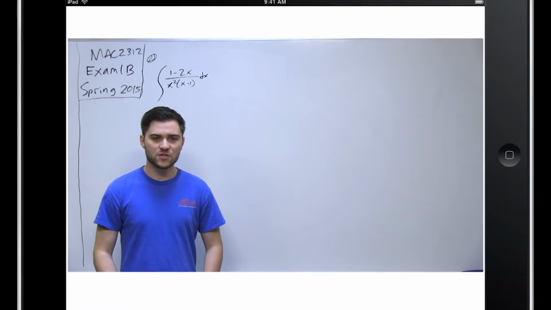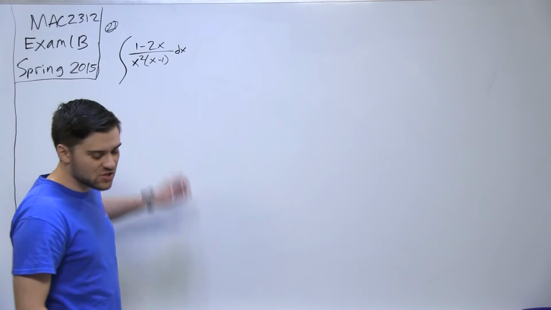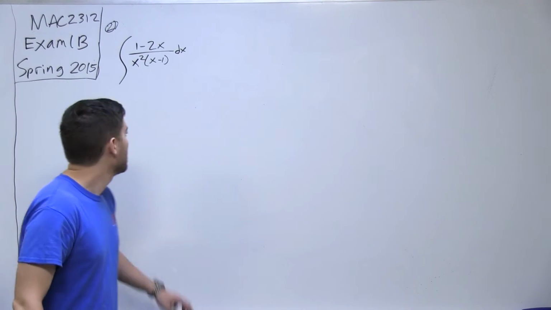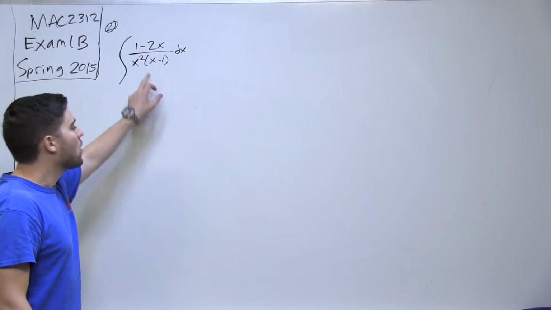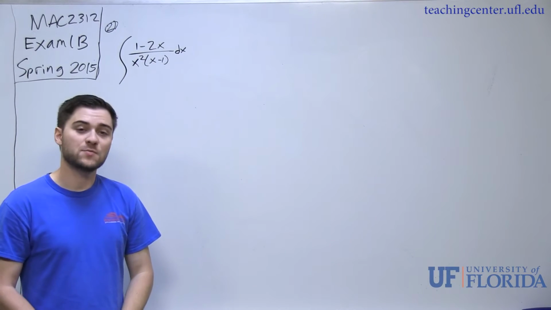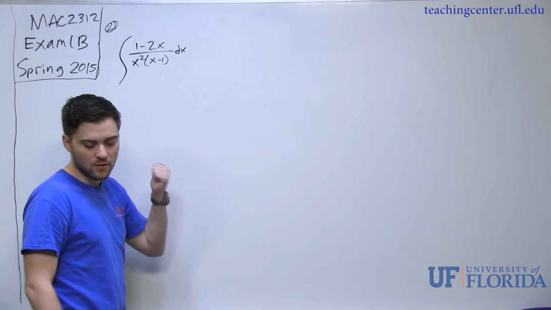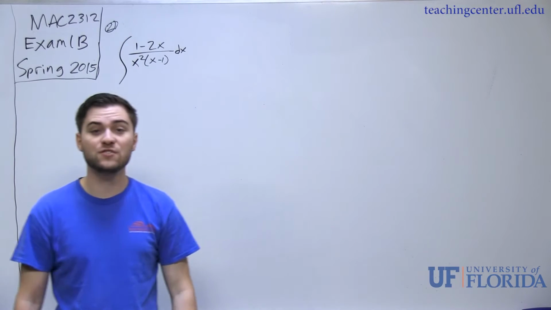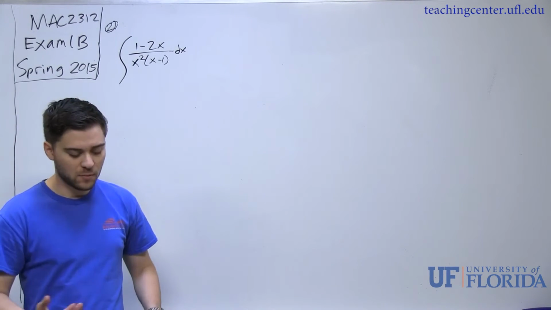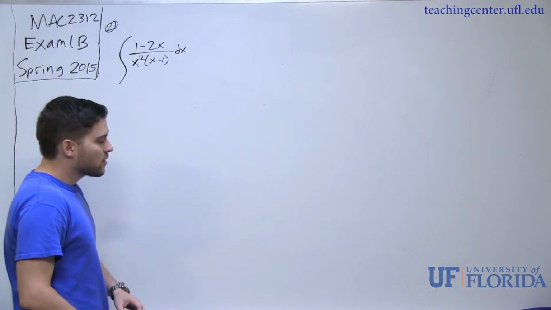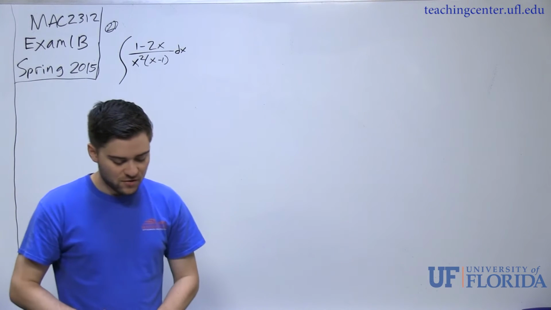Problem number 2 on the spring 2015 exam is just asking you to evaluate the integral. It gives you (1 minus 2x) over x squared times (x minus 1) with a dx. And it gives you 5 different options for the answers, with a plus c. So let's take a look at this. Let's see if we can figure out how to solve it.